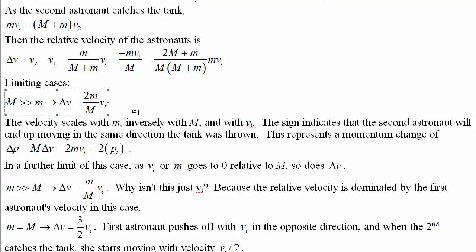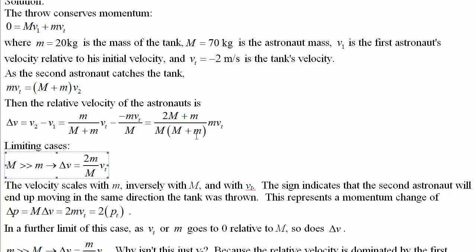The first part is that we can ignore the change in the second astronaut's mass as he catches the tank and then just say we're transferring the tank momentum from one astronaut to the other. So the first astronaut loses that momentum, in other words, he gains it in the opposite direction, and the second astronaut gains it in the direction the tank was going, which is why the momentum difference that they pick up in this process is 2 times what the tank momentum was.